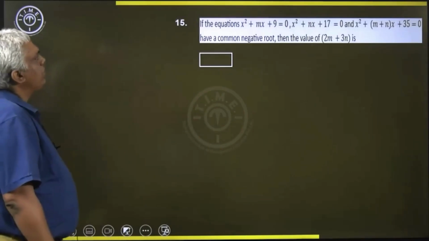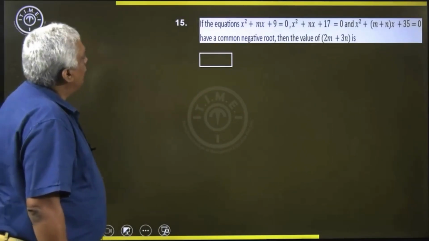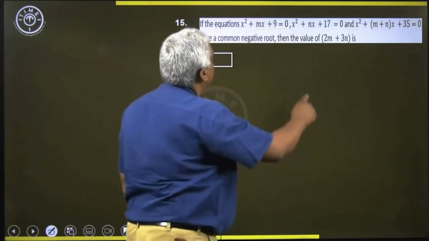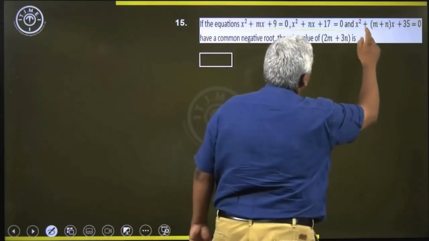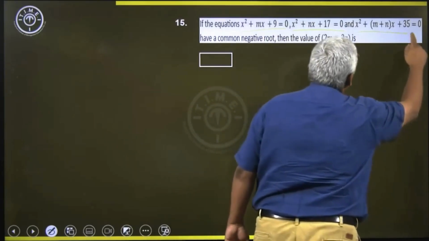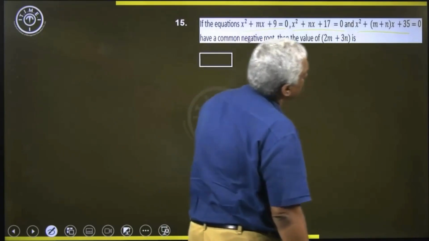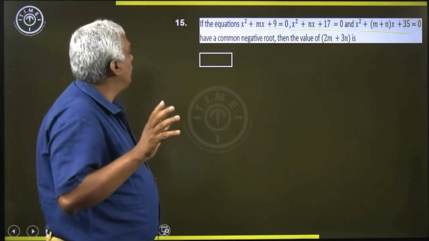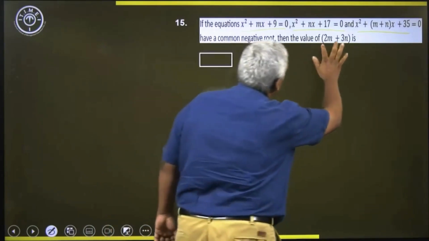This question, right? If the equations x square plus mx plus 9 equal to 0, and x square plus nx plus 17 equal to 0, and x square plus (m plus n)x plus 35 equal to 0, these three equations have a common root, then find the value of 2m plus 3n.